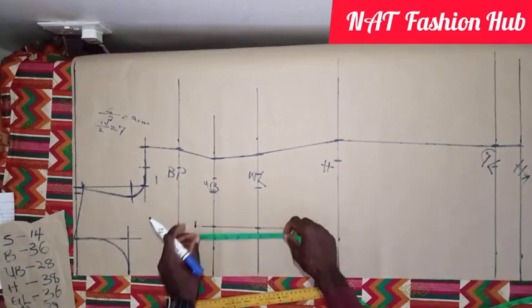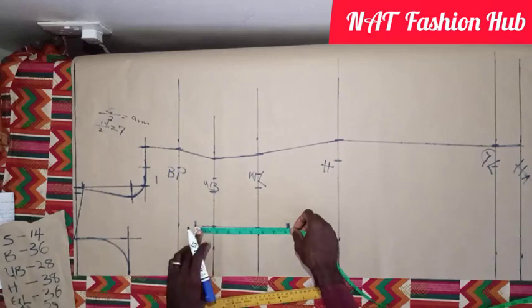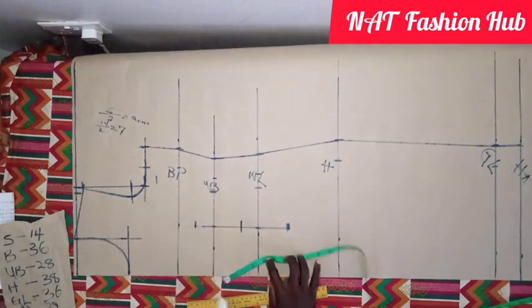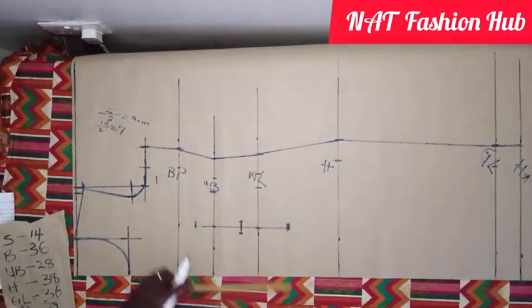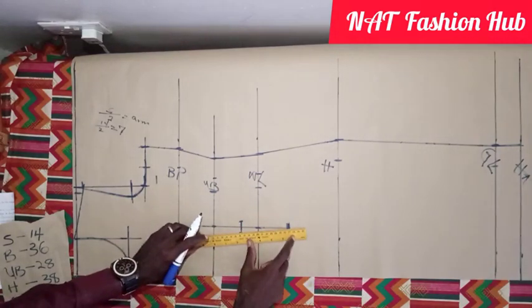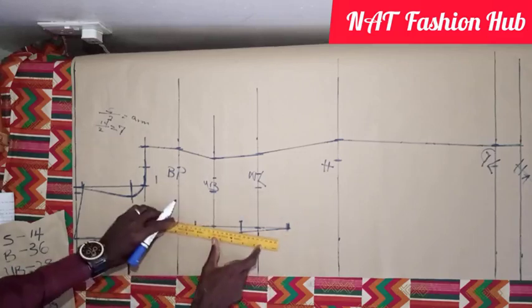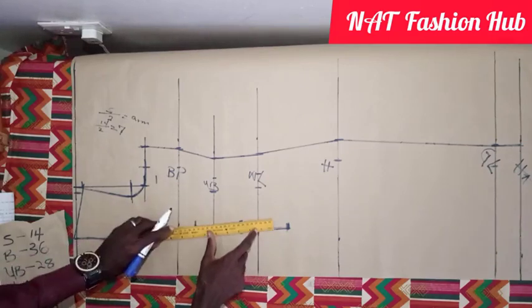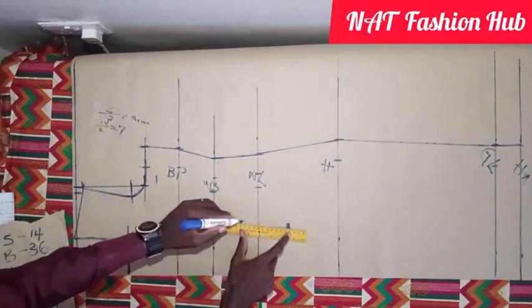Then the next one I'm going to do is I'm going to divide this into 2. All right, and the half of it is what? Is 4. This is 4 right here. So on this 4, we're going to mark 1/2 inch this side and 1/2 inch this way. All right, and then we're going to join this like this and like this, like this and like this.